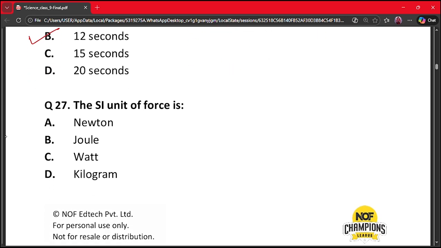Our next question is question 27. The SI unit of force is A. Newton, B. Joule, C. Watt, and D. Kilogram. The correct answer is Newton.